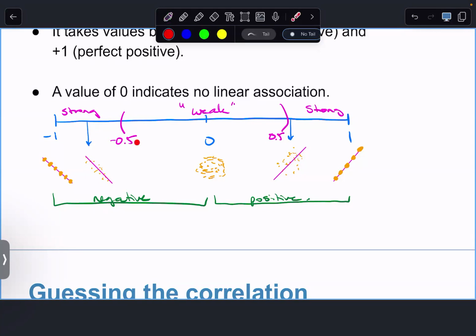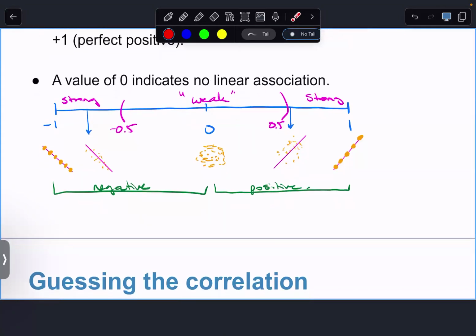This is just as a guide. The 0.5, negative 0.5, there's some wiggle room there. That's why I used round brackets. It's up to you. But if you are given a correlation, so if I tell you the correlation is 0.6, then you know that it's a strong positive linear relationship.